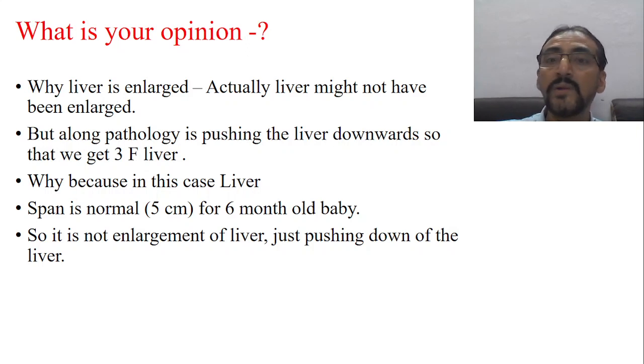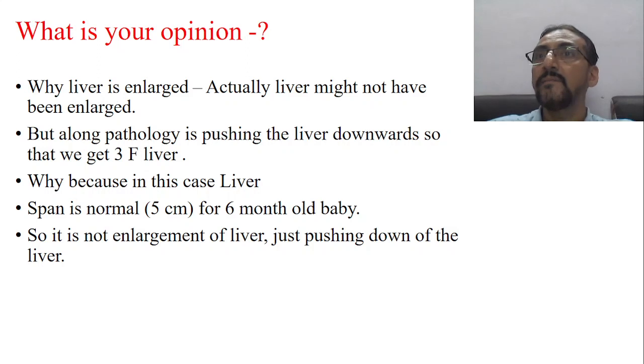When the lung is overinflated, the liver is pushed down, and when it is palpated, that means the liver is coming down below the costal margin on the right hypochondrium. So when you palpate, it is palpable. It is not because of enlargement, rather it is pushed down by the hyperinflated lung. Lung is hyperinflated in this case because of bronchiolitis.